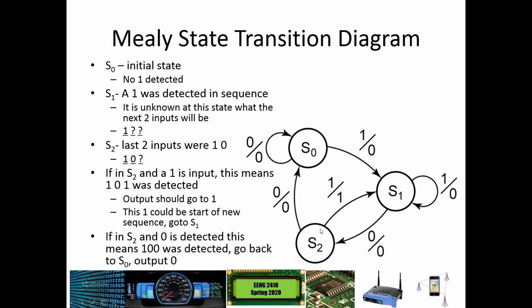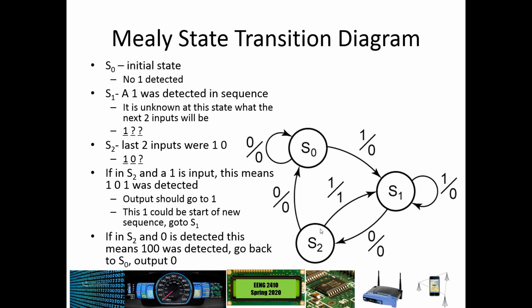Previously we had derived this Mealy state transition diagram. With this we had 3 states. The first one indicated that we were at our initial state. We had not yet received the first 1 in the sequence. State S1 indicated that we had received a 1 and we didn't know what the next 2 bits would be. It could be the 0 and 1, but at least we're 1 bit in to finding the sequence of interest.